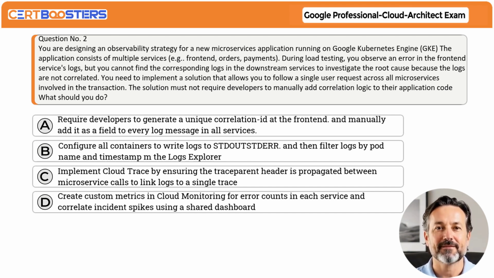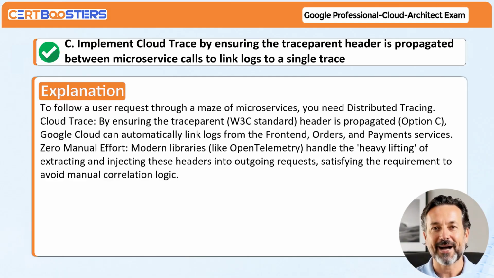What should you do? A. Require developers to generate a unique correlation ID at the front end and manually add it as a field to every log message in all services. B. Configure all containers to write logs to stdout and stderr, and then filter logs by pod name and timestamp in the Logs Explorer. C. Implement Cloud Trace by ensuring the traceparent header is propagated between microservice calls to link logs to a single trace. D. Create custom metrics in Cloud Monitoring for error counts in each service and correlate incident spikes using a shared dashboard.